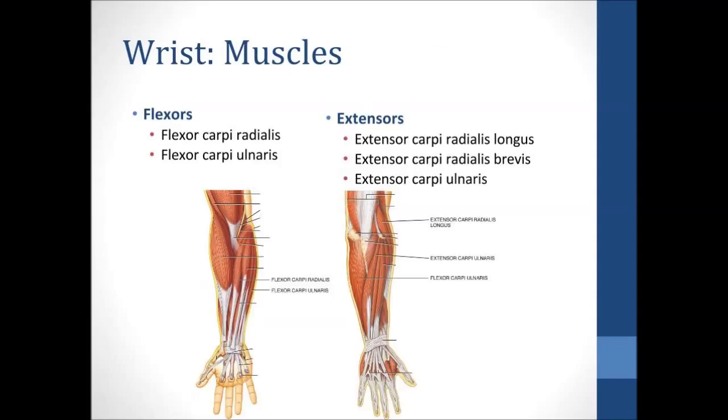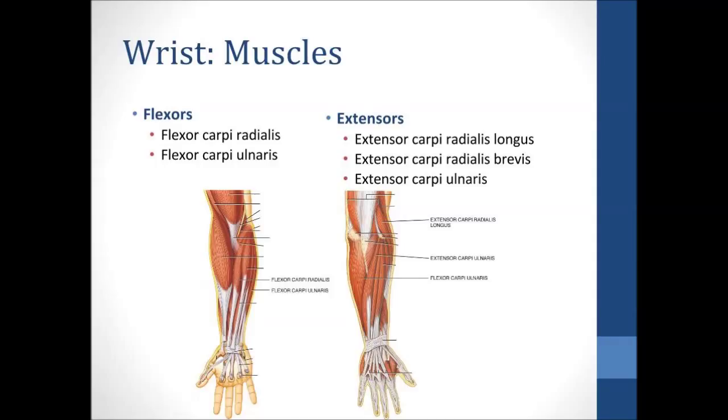There are two main groups of muscles that contribute to motion in the wrist: flexors and extensors. When you flex your wrist, the flexor muscles contract. The flexor muscles are the flexor carpi radialis and the flexor carpi ulnaris, which both originate on the medial epicondyle of the elbow and insert on the volar aspect of the hand.